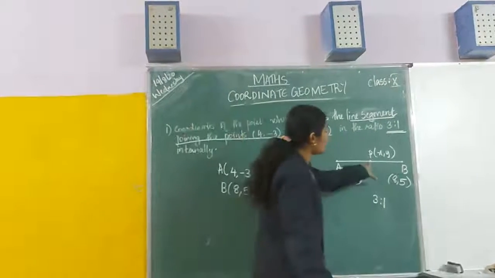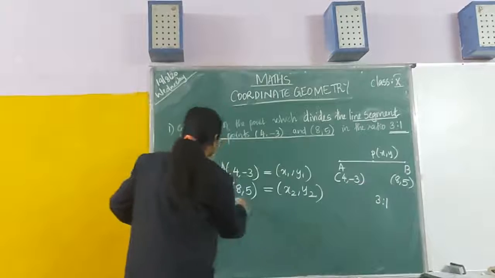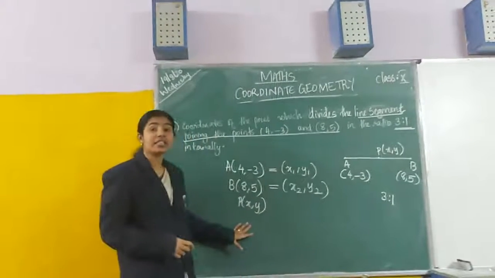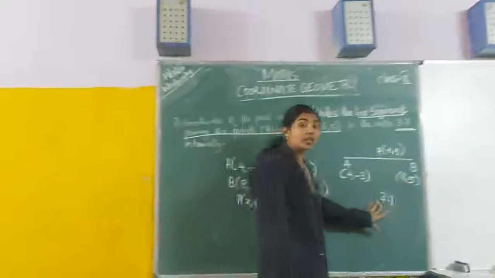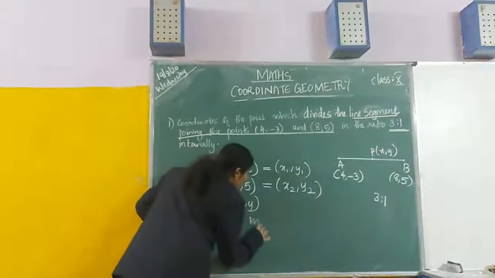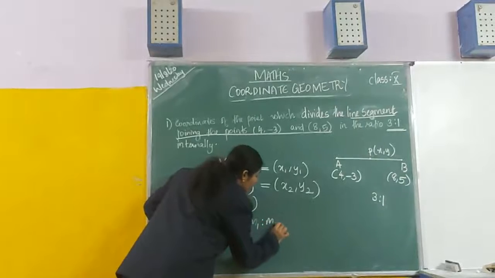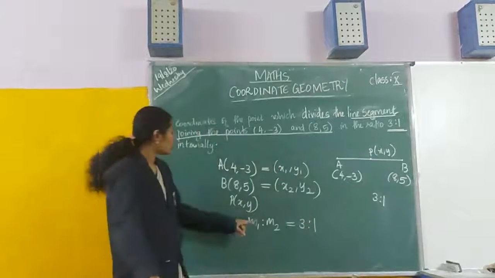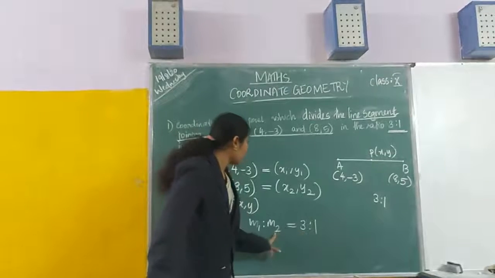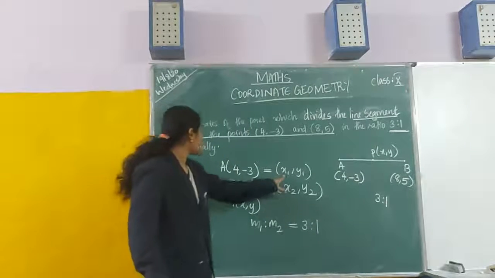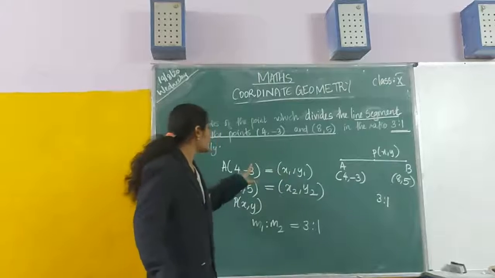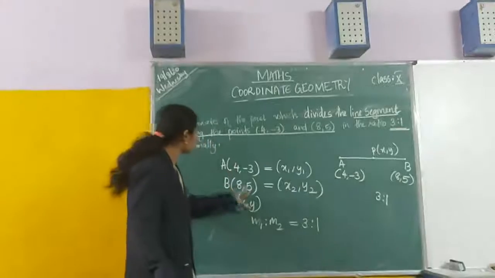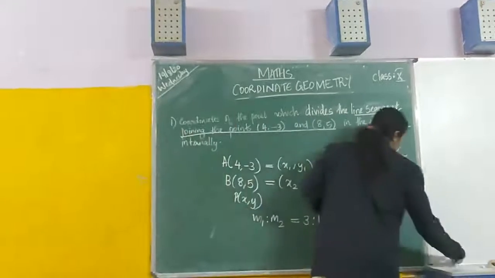And which point is dividing this line segment? You should take it as P, that is (x, y). And in the ratio 3:1, that means m1 is to m2 is 3:1. So what do you understand? m1 is 3, m2 is 1. x1 equal to 4, y1 equal to minus 3, x2 equal to 8, y2 equal to 5. Now you should find that point.